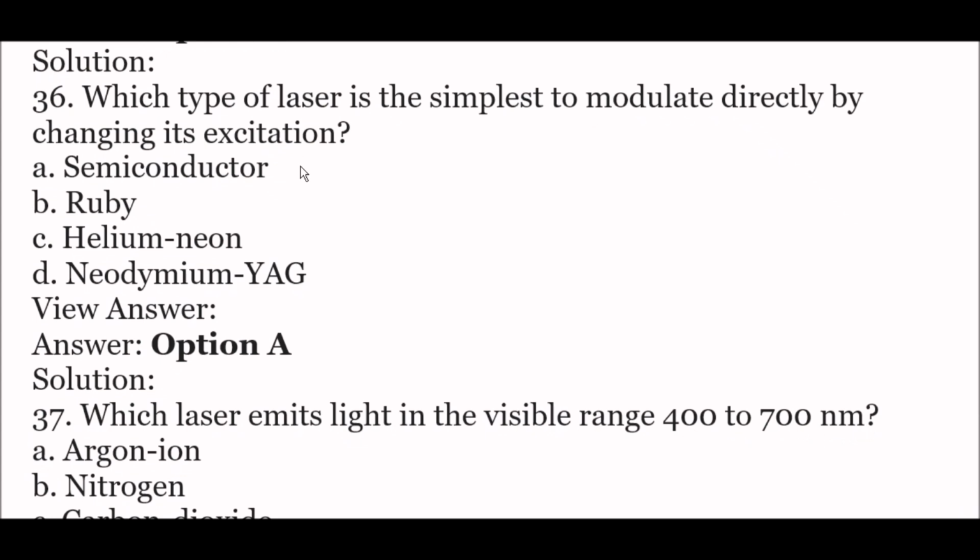Next question. Which type of laser is the simplest to modulate directly by changing its excitation? Option A, semiconductor. Option B, ruby. Option C, helium neon. Option D, neodymium YAG. Okay, and right answer is option A, semiconductor. Semiconductor type of laser is the simplest to modulate directly by changing its excitation.